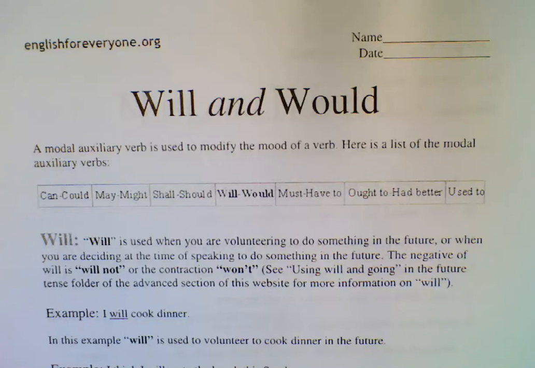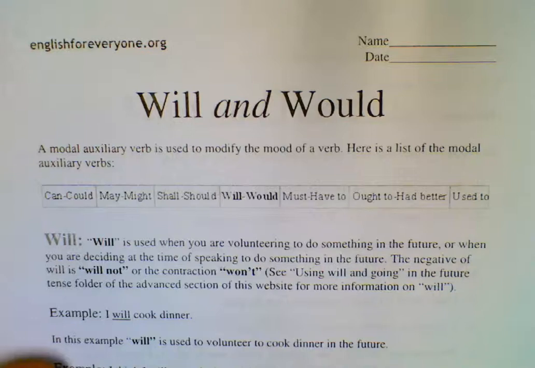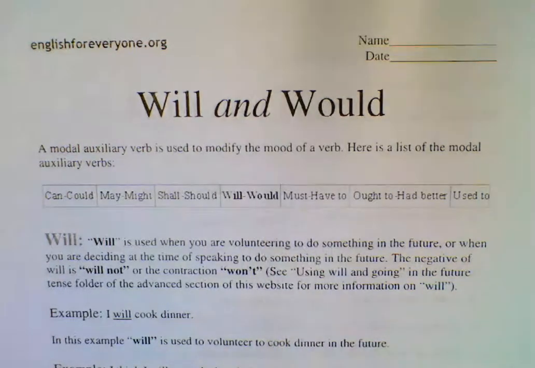We've been discussing helping verbs for a few weeks now. This is just a little extra practice to get us good at it. Helping verbs are also known as auxiliary verbs, and they're used to modify the mood of a verb or tell you when a verb is going to take place.